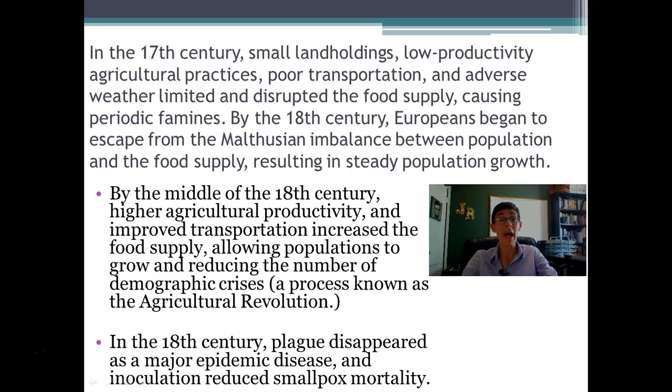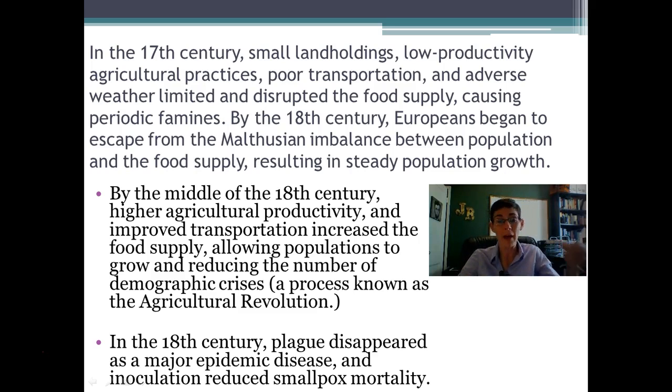And lots of extreme bad weather, right? So all of this reduced the food supply and also disrupted how it got to the people who needed it. So this caused periodic famines. And anytime you have a famine and massive widespread death, that's going to be just a tad disruptive, just a little bit. But by the 18th century, Europeans began to escape from this Malthusian imbalance.